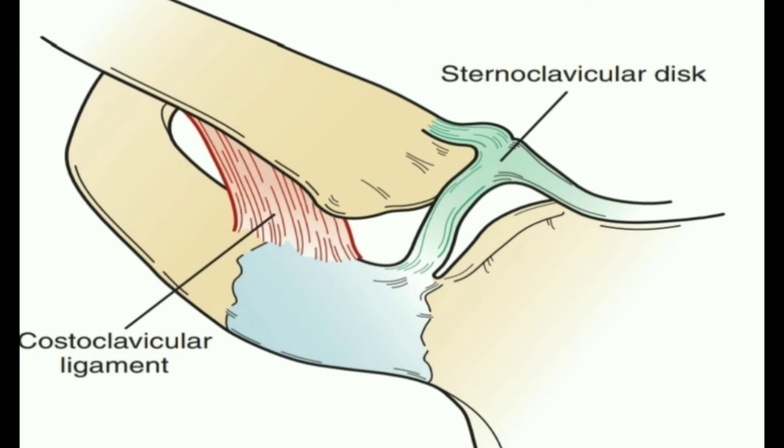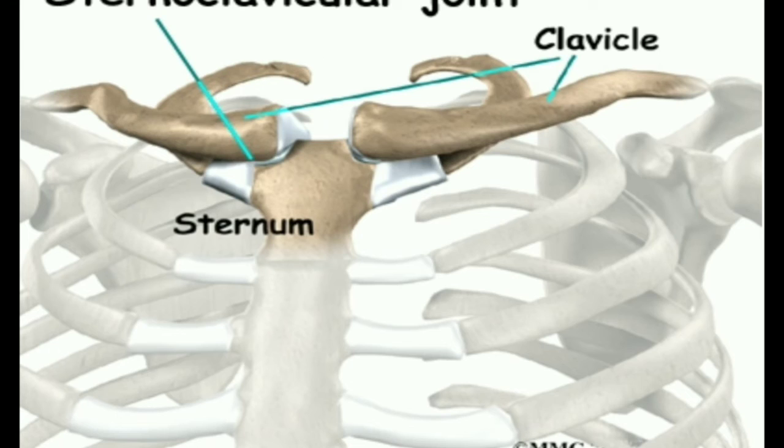Finally, let's see the ligaments of the sternoclavicular joint. So for example, here you have the clavicle and sternum, and the first costal cartilage over here. The sternum and clavicle are related to each other by what we call the sternoclavicular ligament. So this is the sternoclavicular ligament.